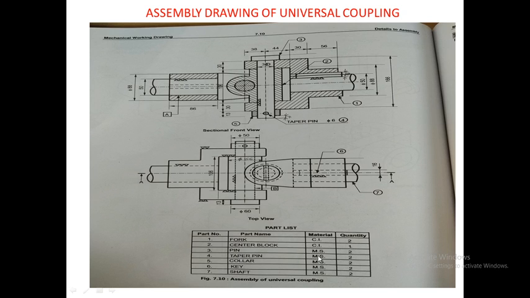Now this pin is made up of mild steel and its quantity is 2. So part number 3, which is pin, made up of mild steel and its quantity is 2. Now we will locate the part number 3. So you can see here part number 3, an arrow has been pointed. So this is the pin.